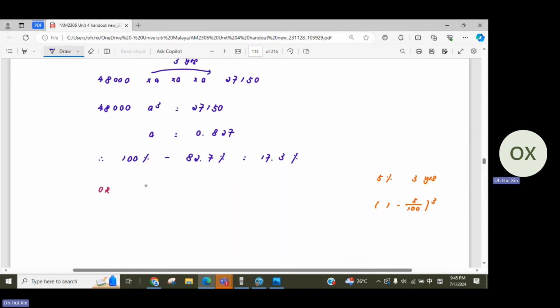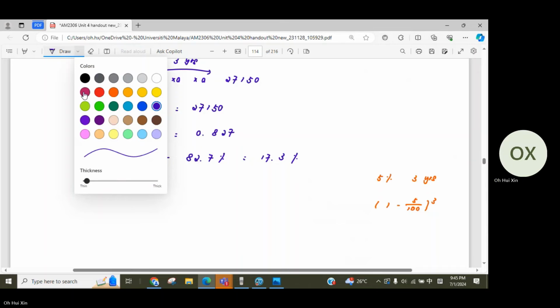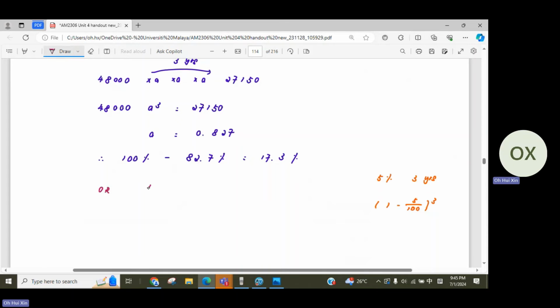So it's the same idea here. The value that we have now, which is the 48,000, we will multiply by 1 minus the rate that we are interested to find. Just now I said assume it's 5%, but now we are finding the percent, so it is r over 100, for 3 years, and that equals 27,150. From there you should be able to get the same thing.